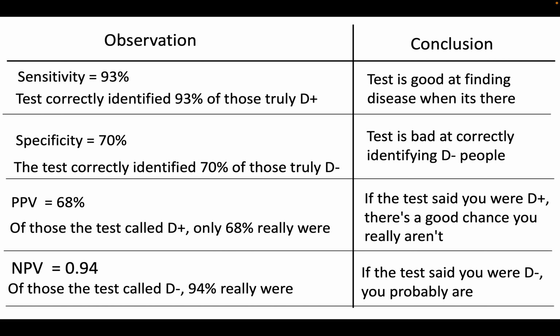I hope this helped illustrate the subtle differences between sensitivity and specificity and positive predictive value and negative predictive value. I have another video on false positive fraction and false negative fraction, which are related concepts.